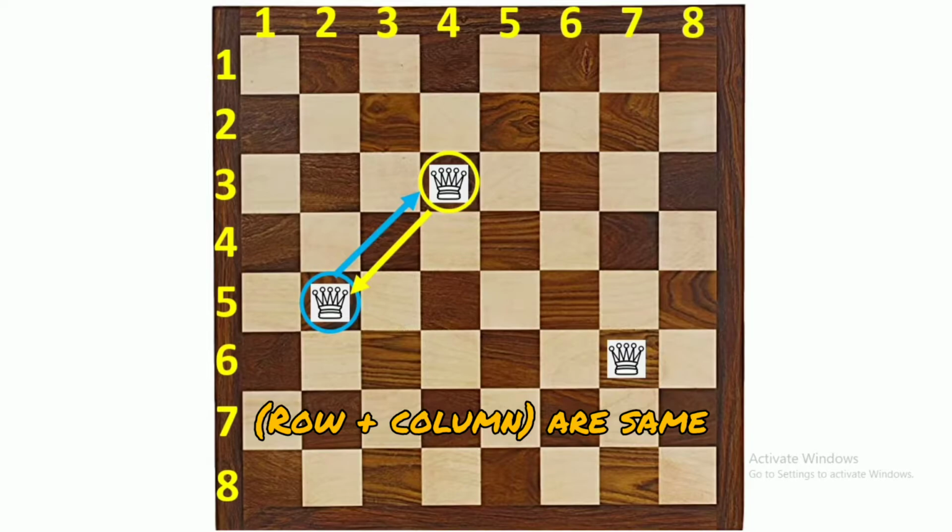Another example, queen 1 is on row 3 and column 4, while queen 3 is on row 6 and column 7. The value of row minus column for both is equal to -1 and they are also in the same diagonal.